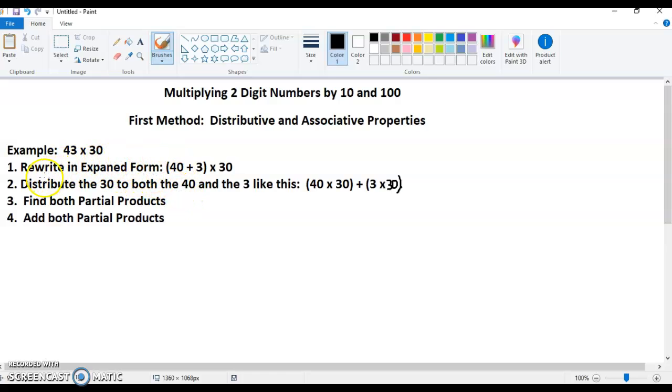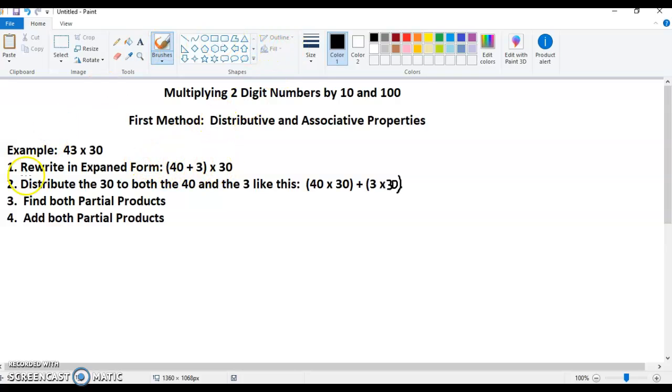First thing you want to do is rewrite the number 43 in expanded form. So I broke it up into 40 plus 3, because 43 is the same thing as 40 plus 3. And then you're going to multiply both of those times 30. I didn't break up 30 into 30 plus 0, because if there's nothing there, you don't have to add it. So it's just 30. So that's expanded form.